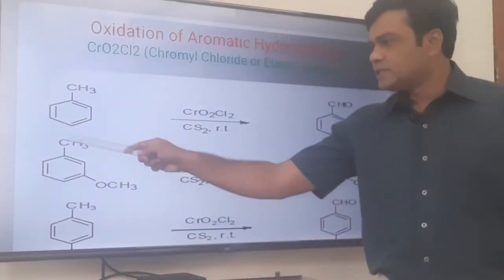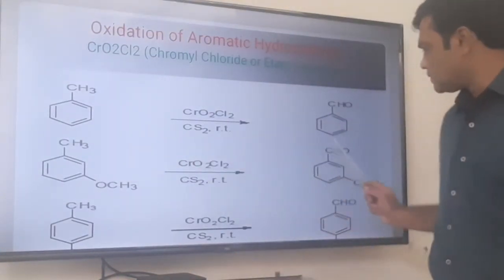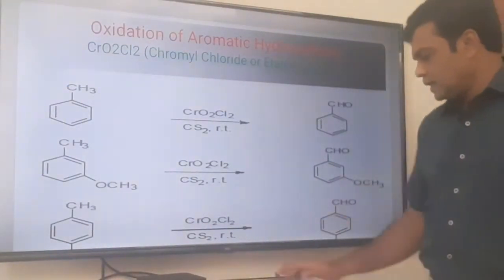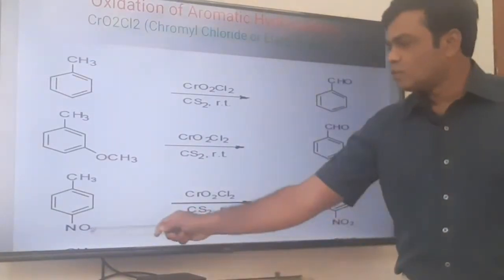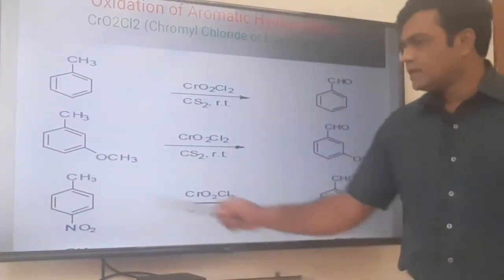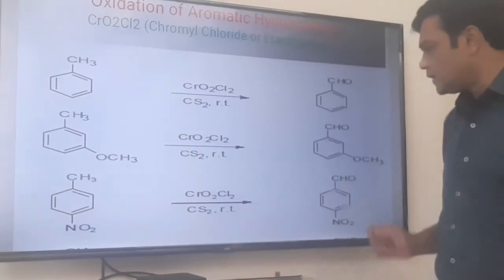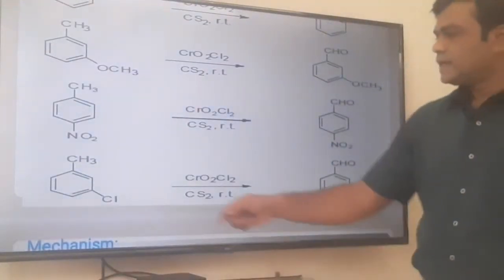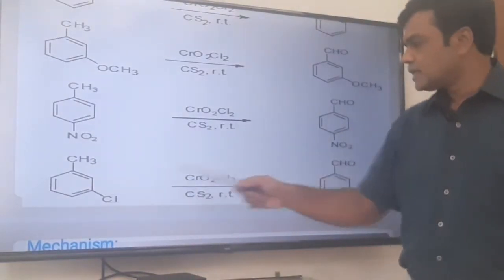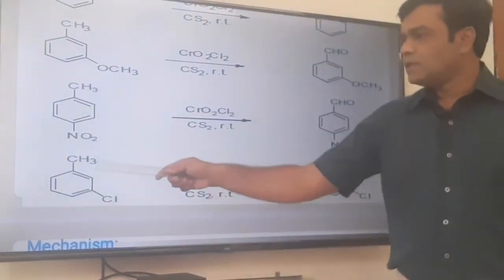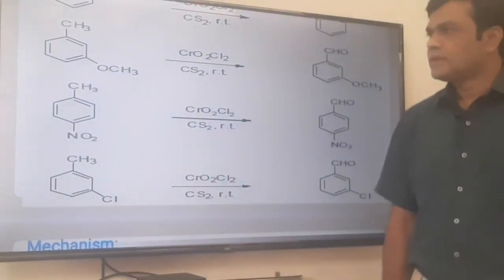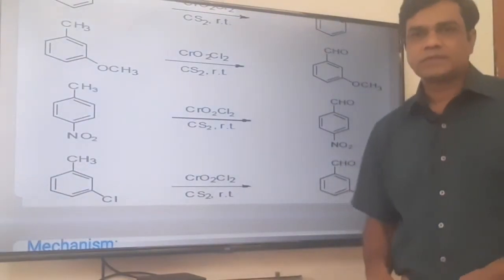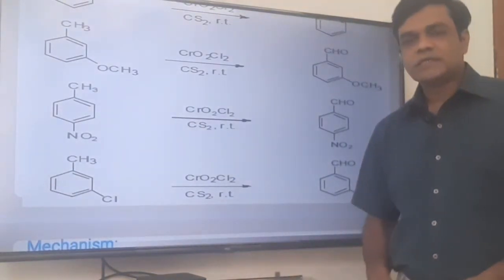Similarly, here see this methyl group which is attached to the benzene ring will oxidize to an aldehyde group, keeping this methoxy group as it is. See the next example. Here the NO2 group is as it is. Only the methyl is oxidized to aldehyde with this Étard oxidation. Here, at the meta position of the methyl group, chlorine is there and it remains as it is. Only the methyl group is oxidized to aldehyde. So from all these examples, it is clear that the function of chromyl chloride in Étard oxidation is just to convert the CH3 group to aldehyde.